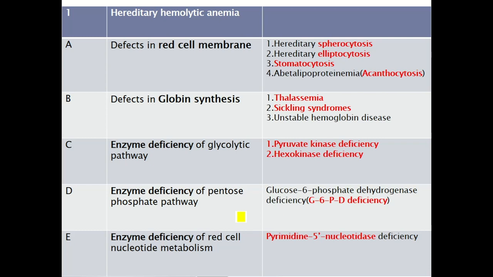There is pentose phosphate pathway enzyme deficiency as in case of G6PD deficiency, and enzyme deficiency of nucleotide metabolism as in case of pyrimidine nucleotidase deficiency. So this is the hemolytic anemia of hereditary origin. Start from RBC membrane, grouped under spherocytosis, elliptocytosis, stomatocytosis, acanthocytosis. These are the different steps of RBC and produce the hereditary disease. Globin synthesis defect, thalassemia, sickle cell anemia, and various enzymopathies. These are grouped under hereditary hemolytic anemia.